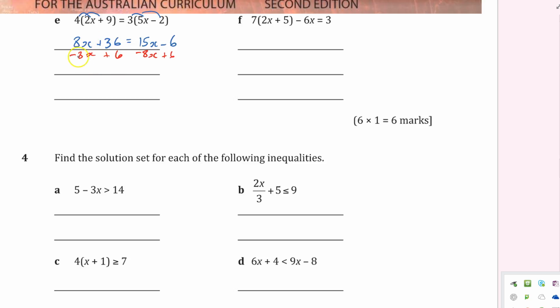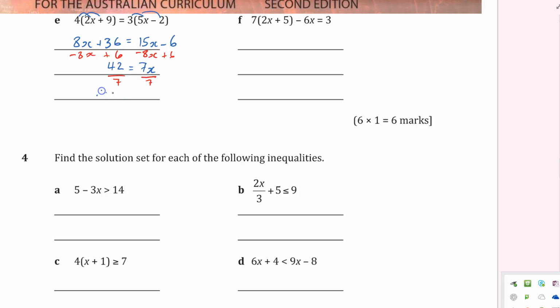Okay, so 8x minus 8x cancels. 36 plus 6, 42. That's not too bad. 42 is equal to 15x minus 8x is 7x. And of course, negative 6 and 6 cancelled out. It's easy now. One step. Opposite of multiplying by 7 is to divide by 7.